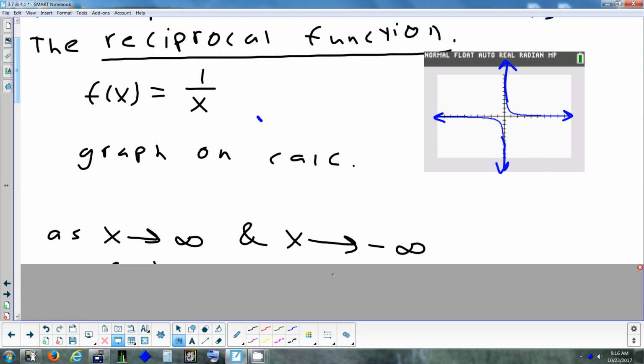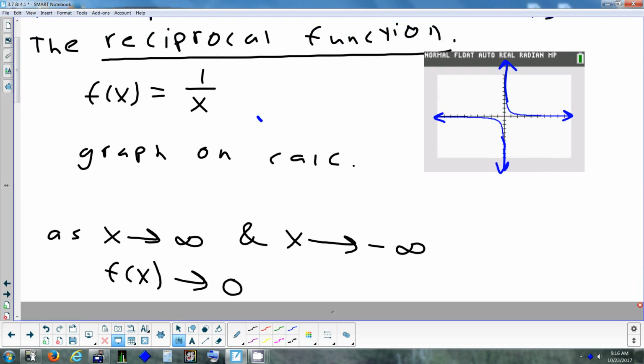Yeah, Liam? Yeah, it's approaching 0. F of x, or y, is approaching 0. Will it ever reach 0? Okay, no. It's never going to reach 0, because pretend you plug in 1,000 for x. Your y value is going to be 1/1000th. If you plug in 1,000,000 for x, it's going to be 1 divided by 1,000,000. It's small, but it's not 0. It'll never be 0. What's the only way a fraction could be 0?